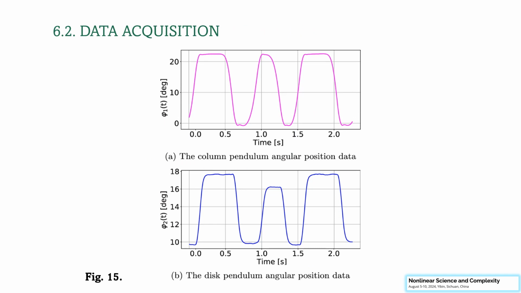Two time histories of angular displacements phi 1 and phi 2 after the data acquisition are shown in figure 15. Here we see the column's motion and the response of the disk placed on it, with characteristic stick-slip motions. So we have a slip, stick, slip, stick, slip, and stick is seen.